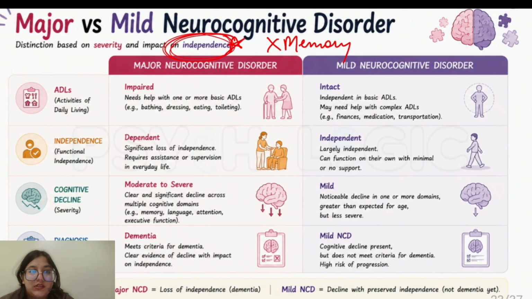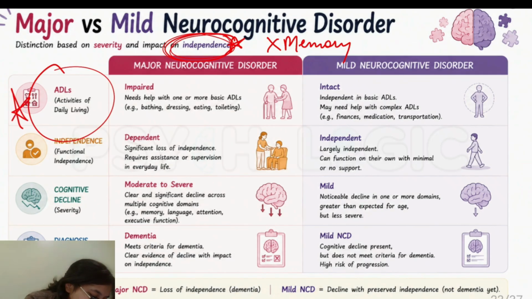Imagine there are two adults. Both complain that their memory isn't as good as it used to be, and both occasionally forget names or appointments. Does it automatically mean that both have major neurocognitive disorder? No. The question we ask is how much can they manage their daily life independently?